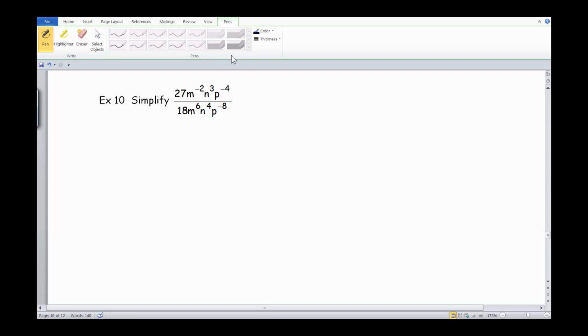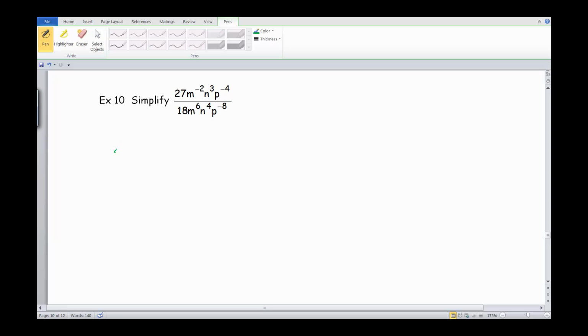Here we are at example 10 from our 5.1 set of notes. We are asked to simplify the following expression. And again, just like with 9, what we're going to do is start off by placing the exponents appropriately where they belong. So, for example, these negative exponents, we're going to throw them where they should be.